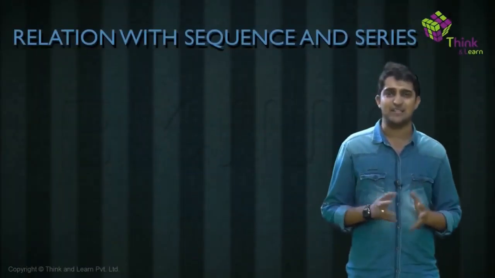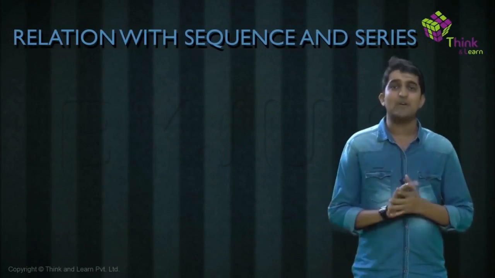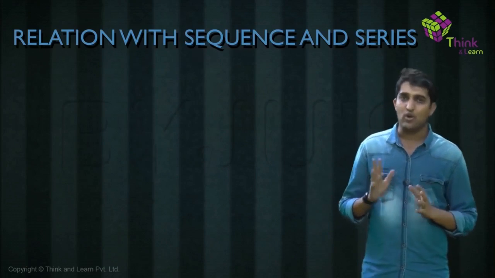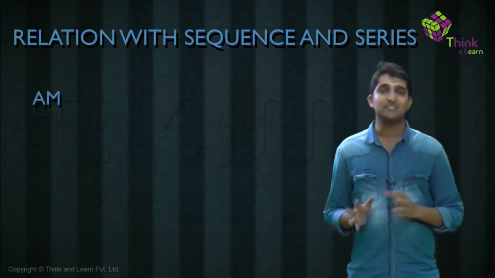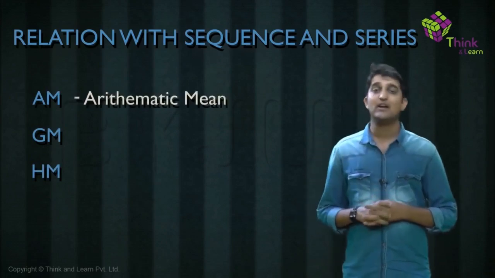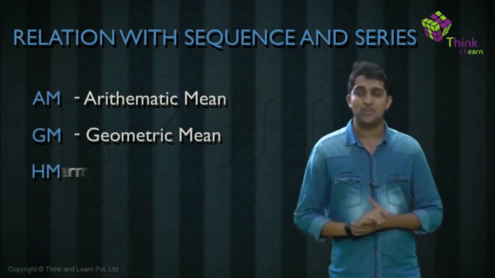Next concept we'll be going to discuss is the relation of this particular chapter from sequence and series. I'll be using three terms which you are already familiar with, that is AM, GM and HM. As you know, AM is your arithmetic mean, GM is your geometric mean and HM is your harmonic mean.